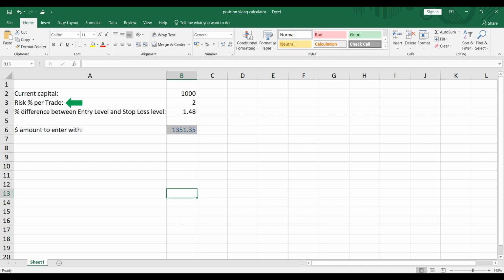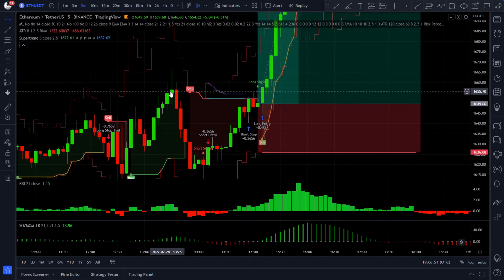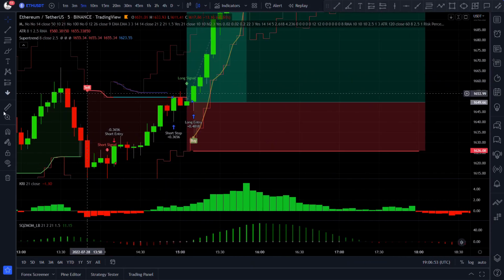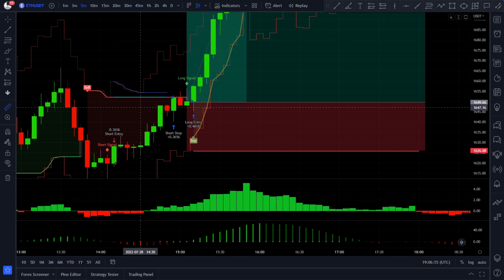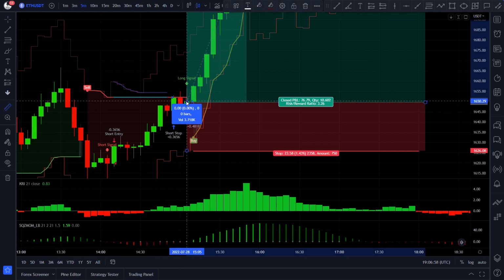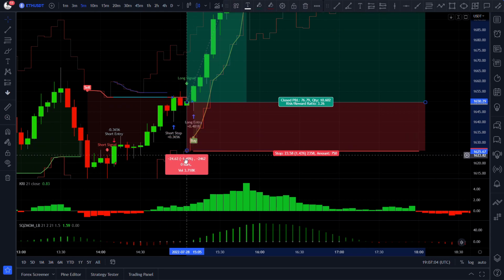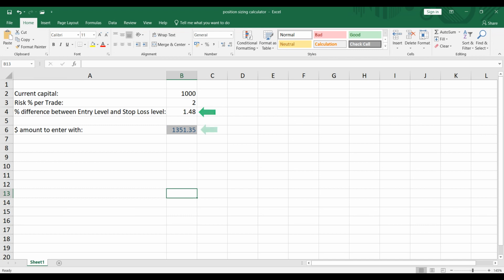And the last parameter is the percentage difference between entry level and stop loss level. To get this value, we have to go back to our chart. So let's say you spot an entry candle. Now you have to click on this measure icon and then click on the entry level. Then find the ATR stop loss, which is here, so click there. And now you will see the percentage difference between the entry and the stop loss level. Last step is to enter this percentage value into the Excel sheet and you will get the dollar amount you should enter into the trade with.